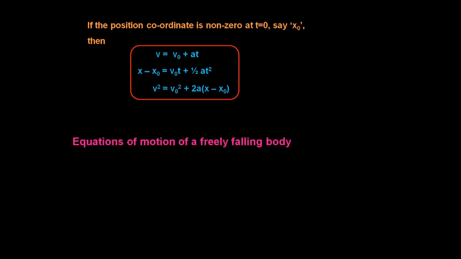Equation of motion for a freely falling body. Any body which is left freely on the earth is called a freely falling body. So an apple falling from a tree is an example of a freely falling body. In case of a freely falling body, the acceleration it gets is equal to the acceleration due to gravity of the earth, and the distance it covers is the height of the apple tree from the ground.